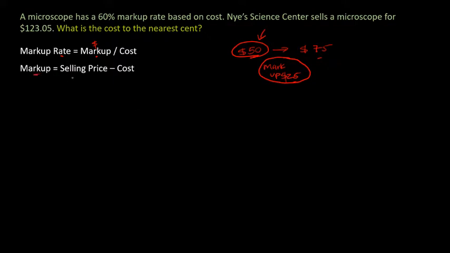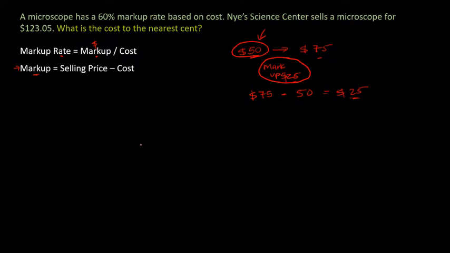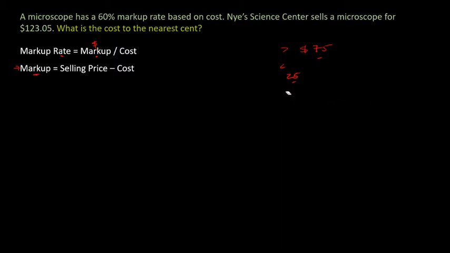I can also compute markup just like I did there, where I said, okay, well, if I sold it to you for $75, but it only cost me $50, then my markup must be $25. That's what this equation is describing. Okay, so two different equations. Notice that the variables are different. One has markup rate, markup, and cost. One has markup, cost, and selling price. So depending on whether you know selling price or whether you know markup rate, you might use a different equation depending on the situation. So our goal is to solve for cost.